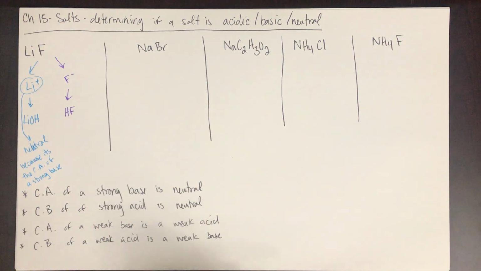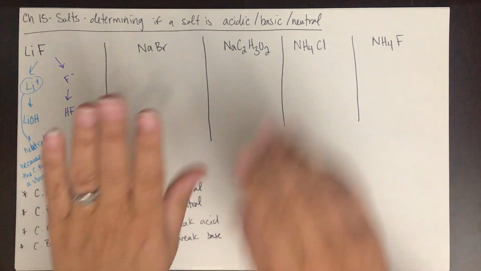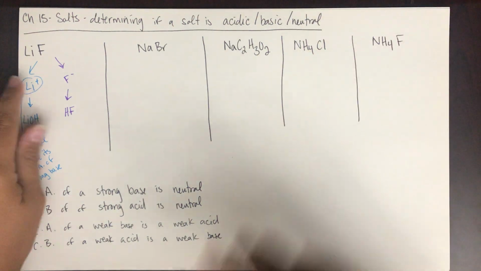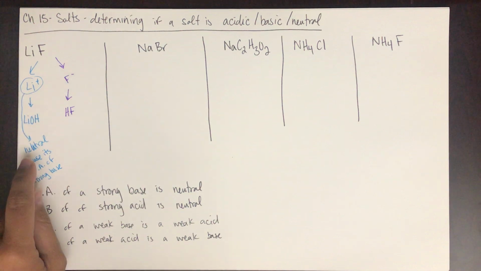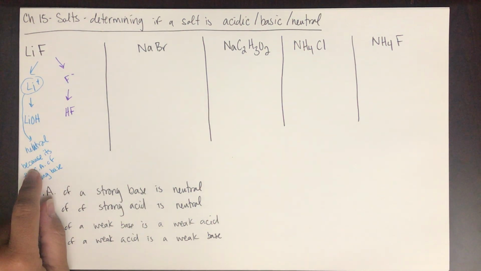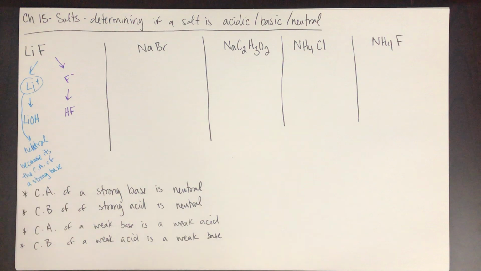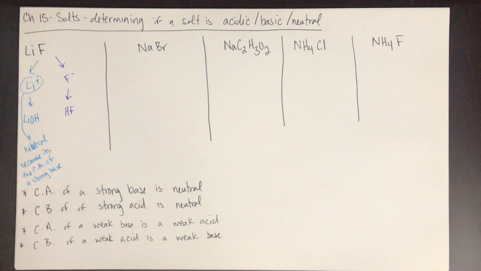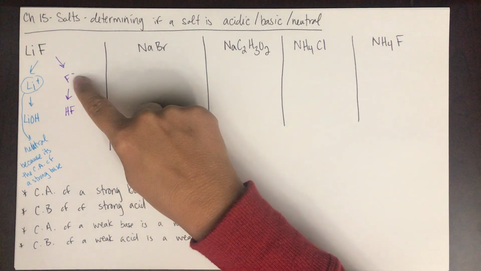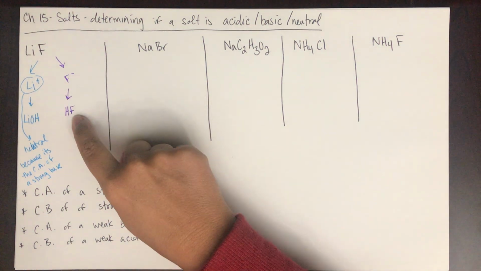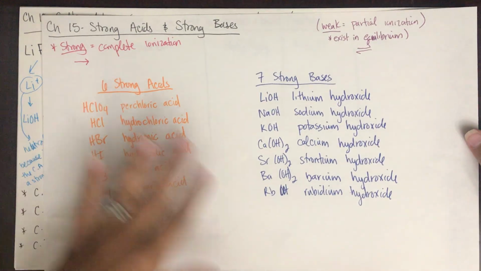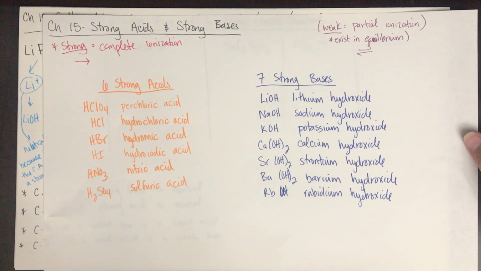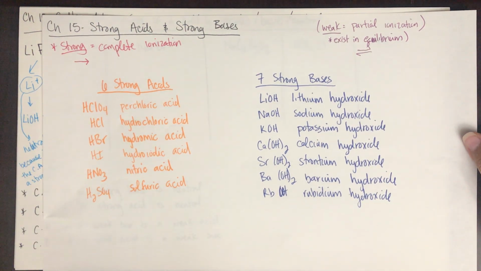So when you put lithium fluoride into water, the lithium ions and the fluoride ions will separate. The lithium ions will not affect the pH of that solution because lithium is a neutral ion, because it is the conjugate of a strong base, lithium hydroxide. So now let's look at the fluoride ion. The fluoride ion is the conjugate base of the acid hydrofluoric acid. Now, hydrofluoric acid is not a strong acid. It is not on this list of strong acids.